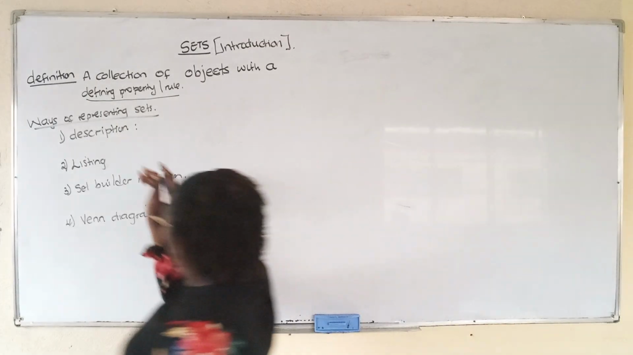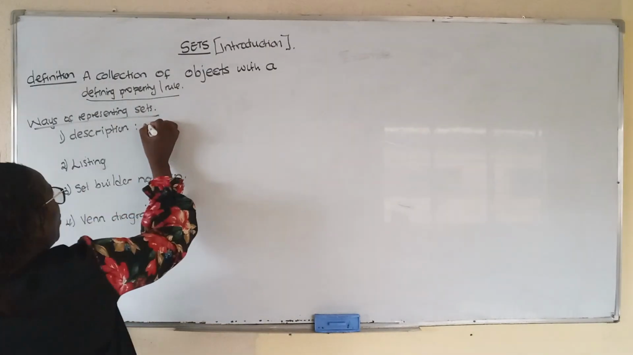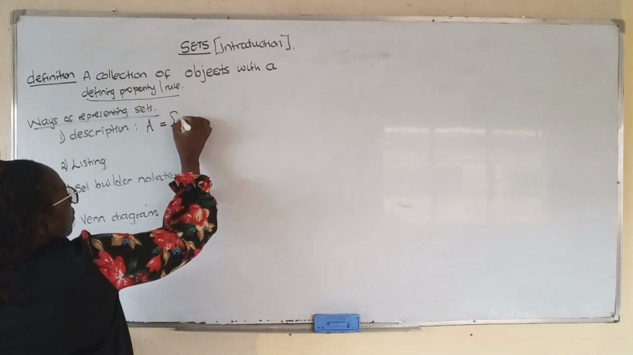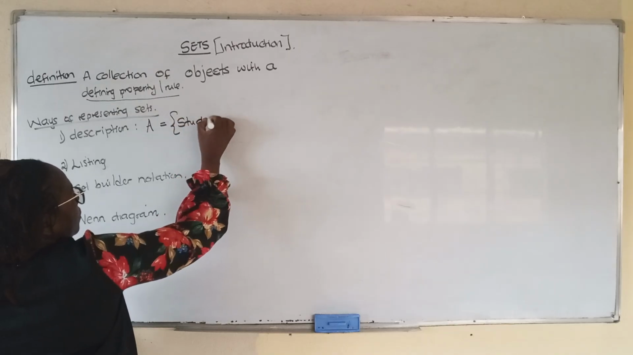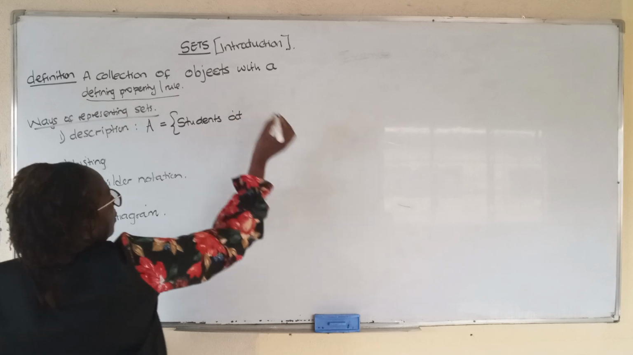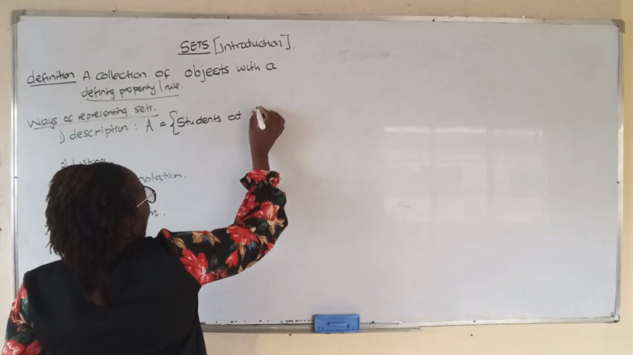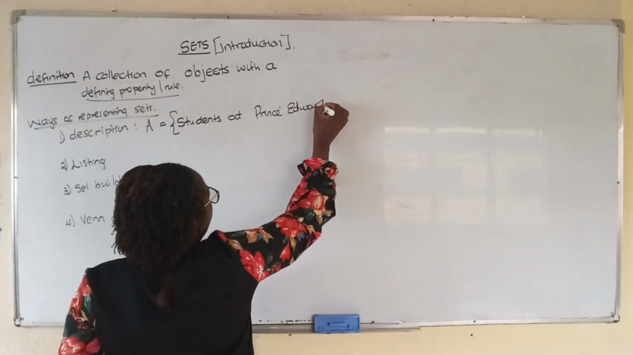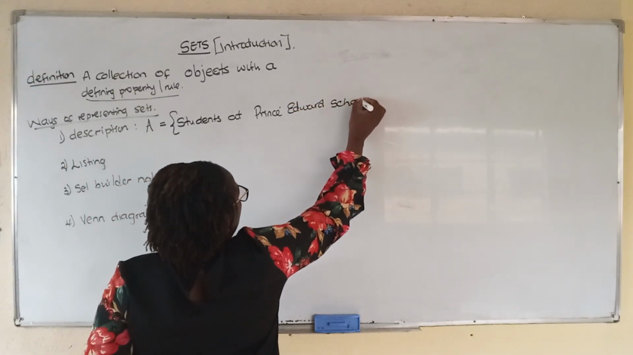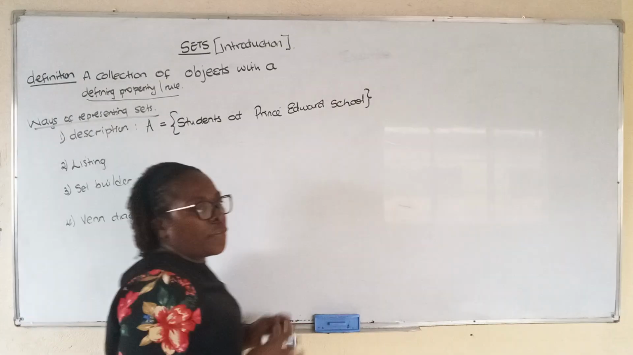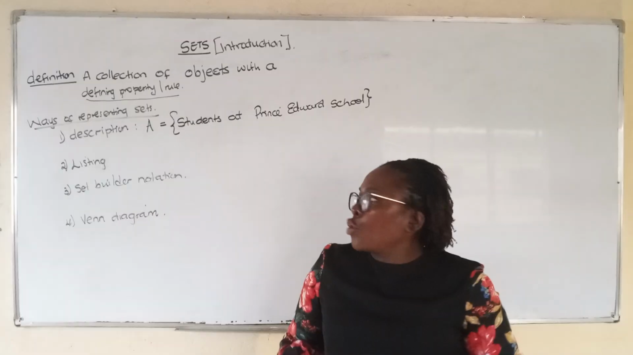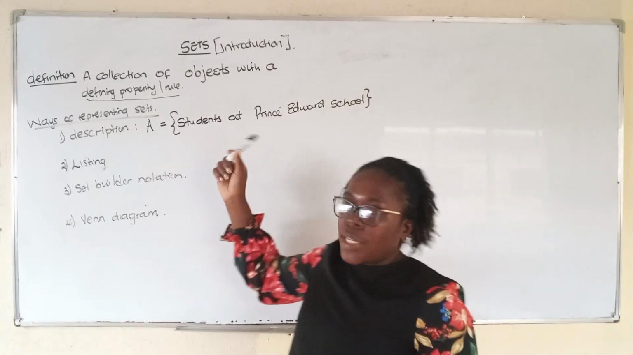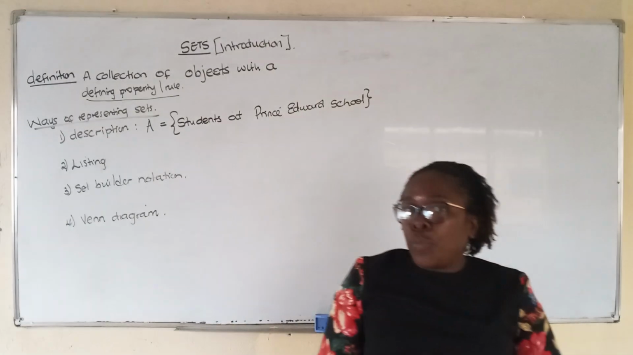So when you are using the description method, you can write A is equal to the set of students at Prince Edward School. So here you have just described the set. Whoever is a student at Prince Edward School will fall into the set A. So you have given a description.